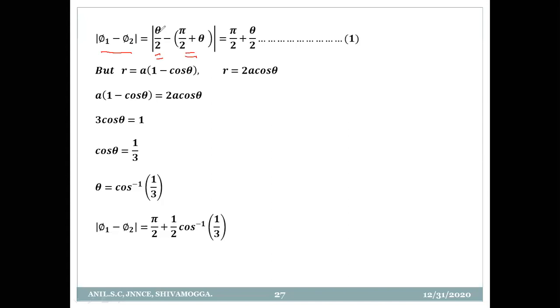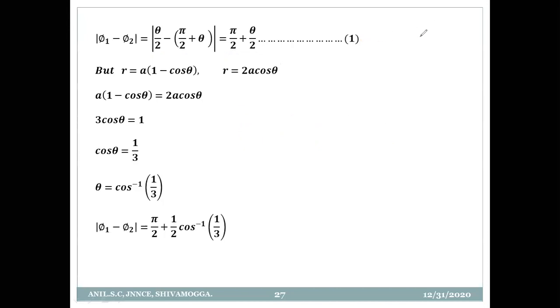You take the difference. Theta by 2 minus theta is minus theta by 2, minus pi by 2. The angle between the two curves is minus theta by 2 minus pi by 2, and the absolute value of this angle is theta by 2 plus pi by 2, or pi by 2 plus theta by 2. In either way, you can write that. Let this be equation number 1.